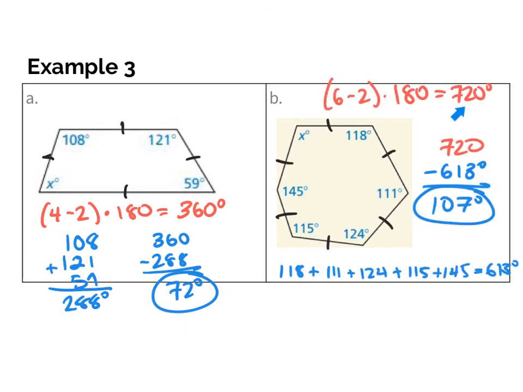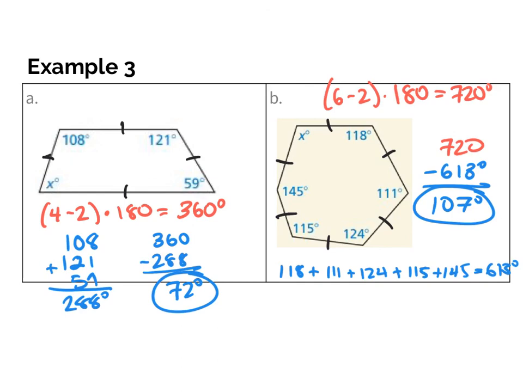Okay, so I got 720 degrees for all the angles. We have 6 sides there, so that means it's going to add up to 720. I added up all the angles you're given to 613 degrees, and took that away from 720, which is the total. Got 107 degrees, I'm sorry.